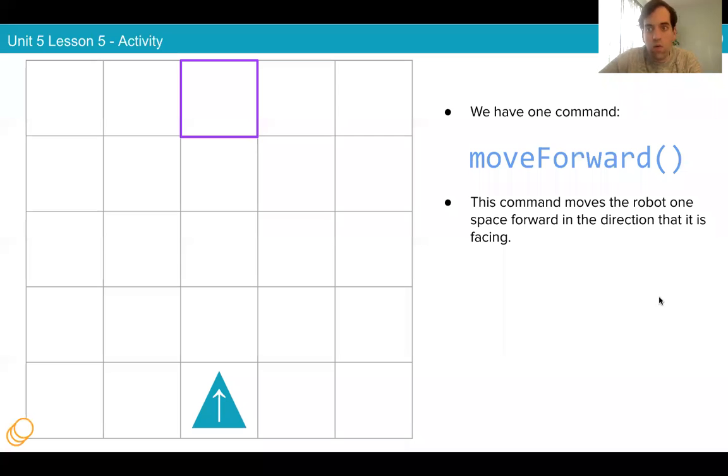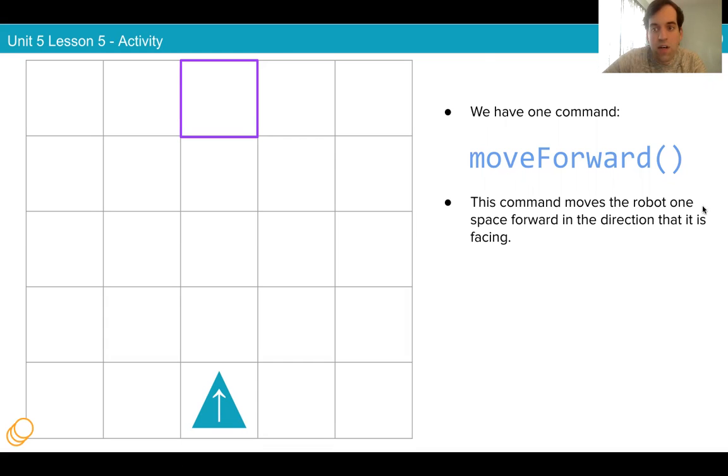So we have one command here, move forward, and this command moves the robot one space forward in the direction that it is facing. Let me back up a second. Today we're going to be using robot coding, which exists in a world built up of a 5x5 grid with one triangle that is the robot. It's not actually a robot. We're not going to be studying robotics or anything, but it is facing a certain direction, and that direction is denoted by this little arrow.